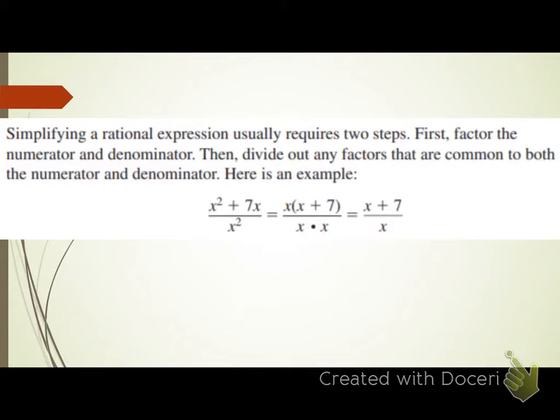So in this example, x squared and 7x share a common factor of x. So they factor out an x to get x times x plus 7. X squared can just turn into x times x. So we have an x in the numerator and an x in the denominator. Those cancel out, leaving us with x plus 7 over x. Factor the numerator and denominator, cancel stuff out if you're able to, and rewrite your fraction.